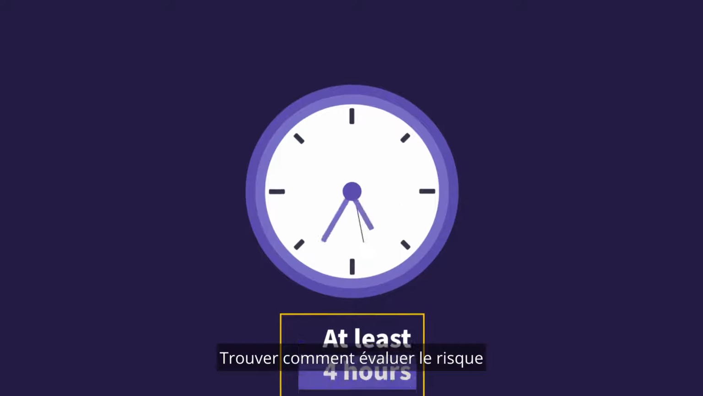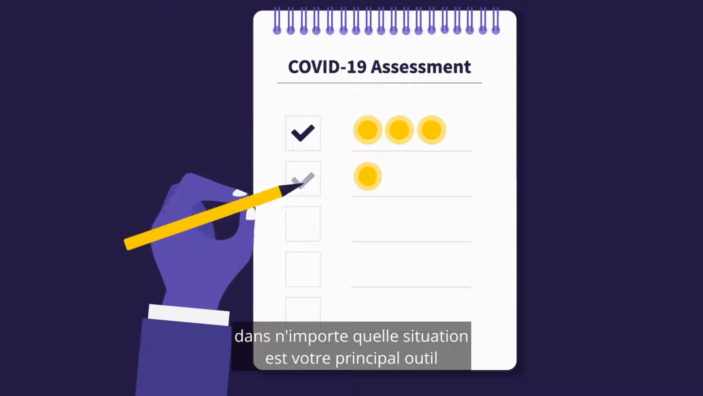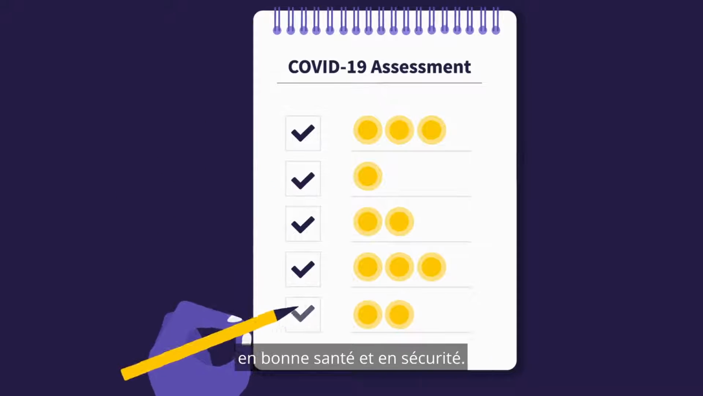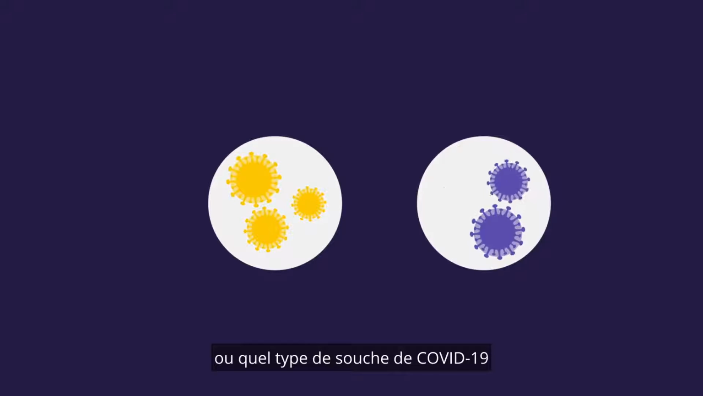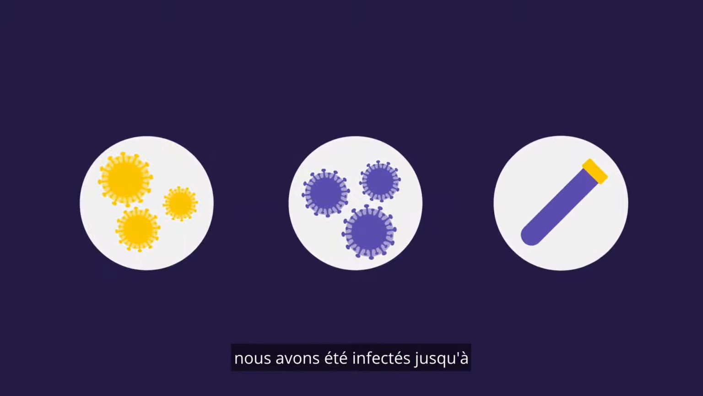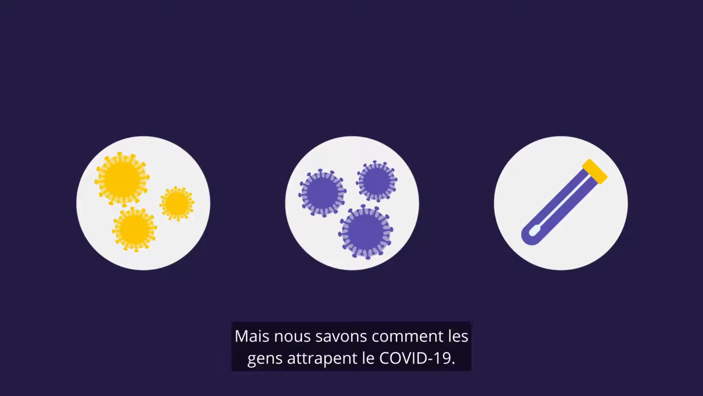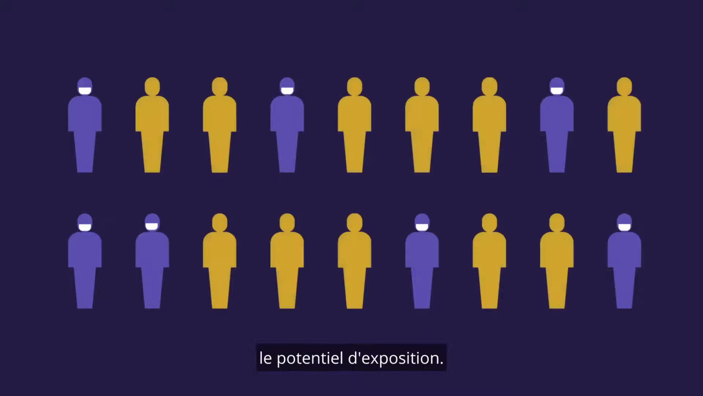Figuring out how to assess the risk of getting infected with or spreading COVID-19 in any situation is your #1 tool in keeping yourself and others healthy and safe. We don't know how much or what kind of strain of COVID-19 will make us sick, or worse, and there is no way to test what strain we were infected with until we are already sick. But we do know how people catch COVID-19 and how it spreads and how we can reduce the potential for exposure.